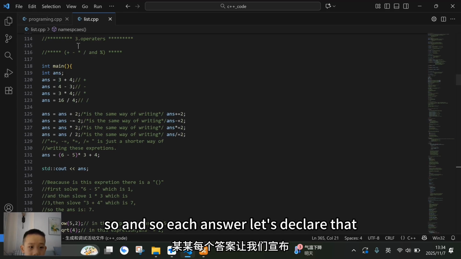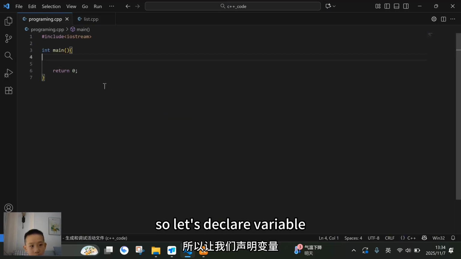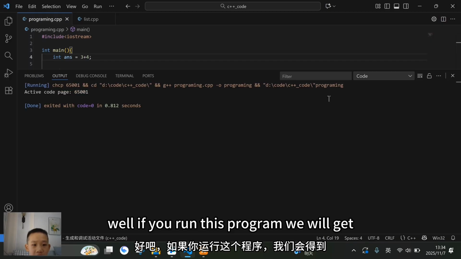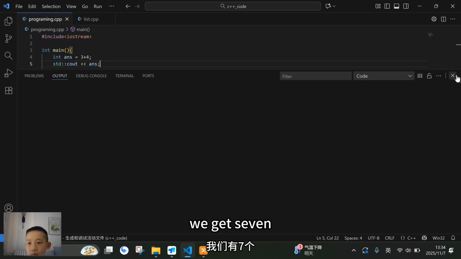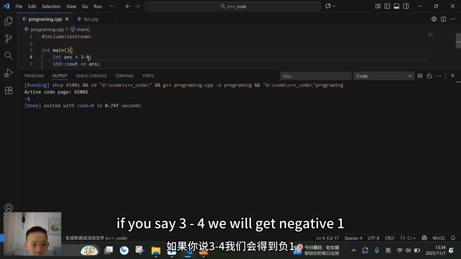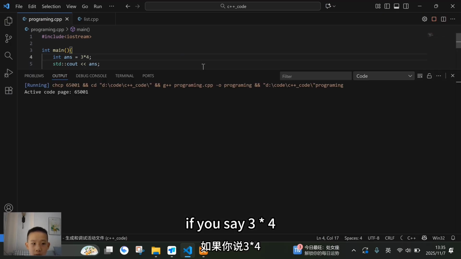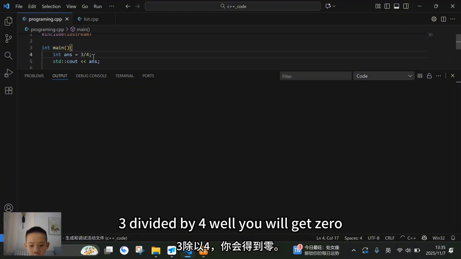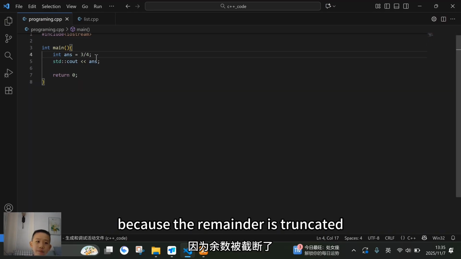So for each answer, let's declare that. Let's declare a variable: int answer equals 3 plus 4. Well, if you run this program, we will get, let's display that, 7. If you say 3 minus 4, we will get -1. If you say 3 times 4, we will get 12. And if you say 3 divided by 4, well, you will get 0 because the remainder is truncated.